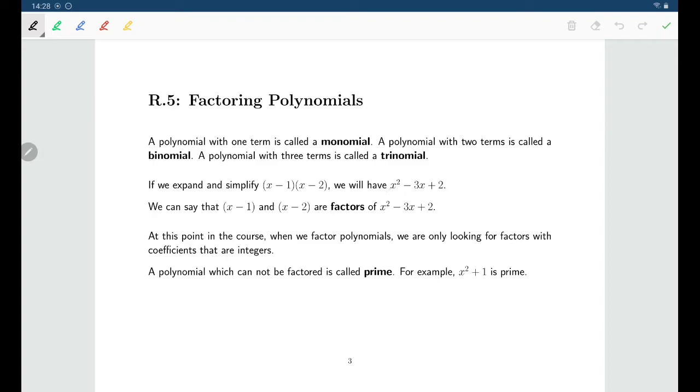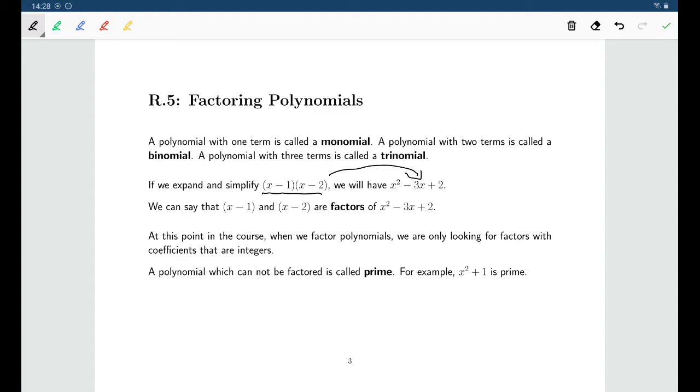So for an example here, this x squared minus 3x plus 2 would be an example of a trinomial because we have three terms: x squared, the negative 3x, and the positive 2. Those are our three terms for that polynomial. Now, if we were to notice that by taking x minus 1 and x minus 2 together and multiplying them, that would give us this polynomial, that means that x minus 1 and x minus 2 are both factors of that polynomial. And that's our goal here.